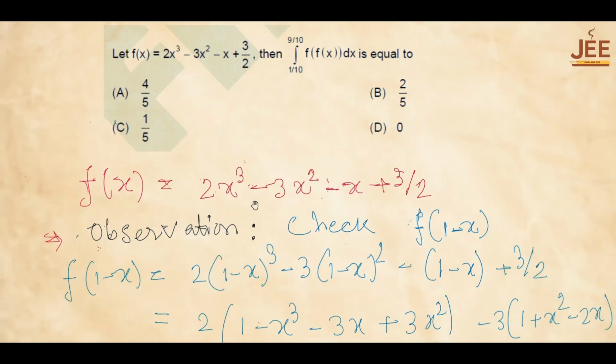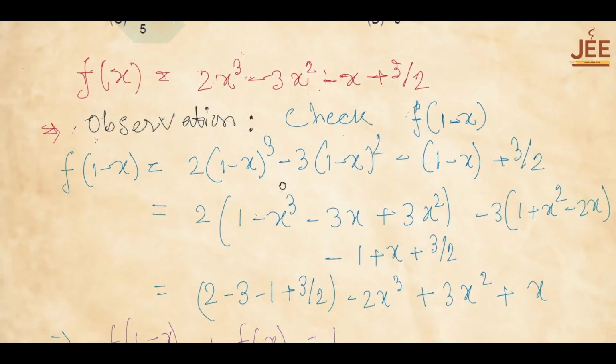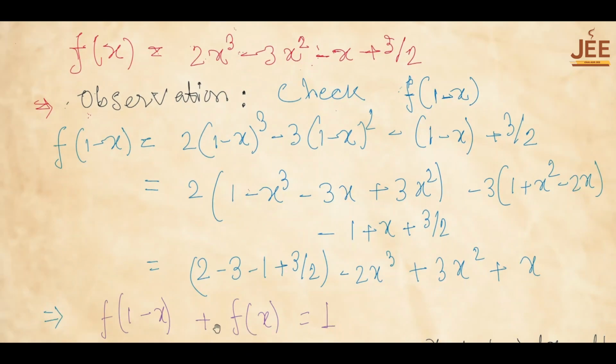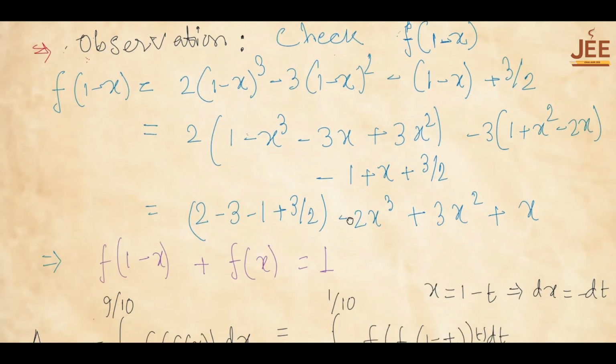So f(x) is given as 2x cubed minus 3x squared minus x over 2 plus 3 over 2. Now the observation in this question is that we have to take f of 1 minus x and see what it turns out to be. F of 1 minus x, luckily, turns out to be 1 minus f of x itself. So this is a relation we will use to solve this integration.